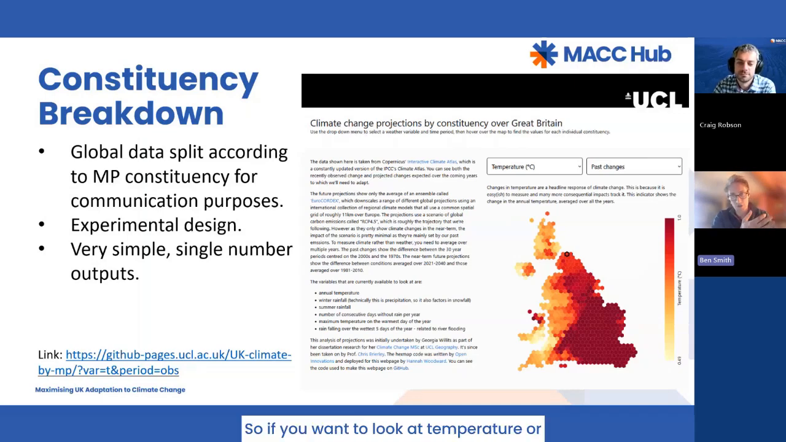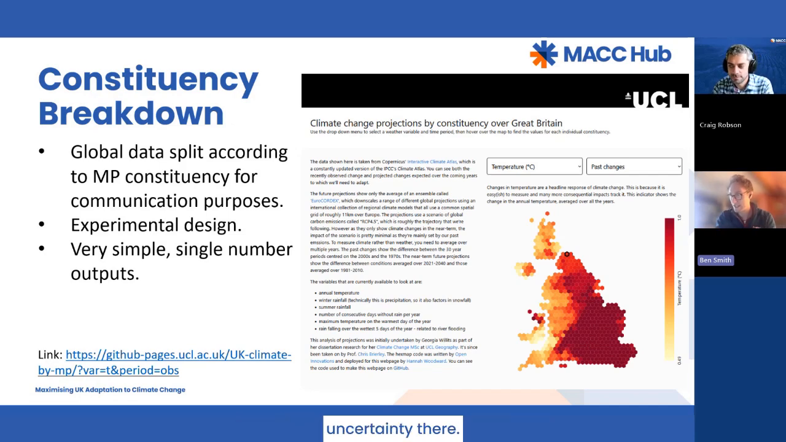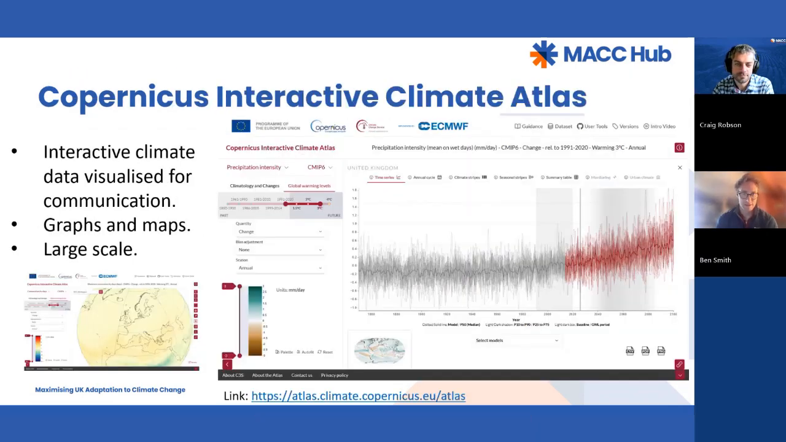So if you want to look at temperature or rainfall days or max rainfall, you can very easily select your variable, select a current or future period, and just get a single number, which is really good. But there's obviously something to be aware of with simplifying complex data down to just a single number, and how we lose a bit of our understanding of uncertainty there. And then the next one, please, Craig.